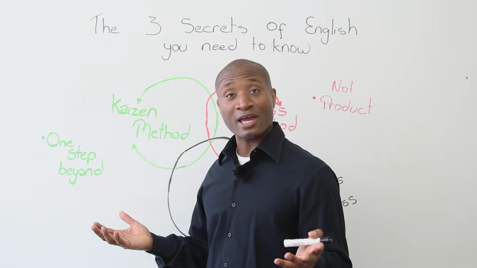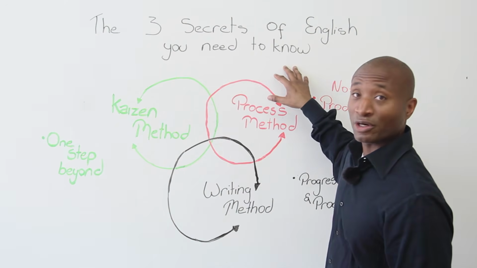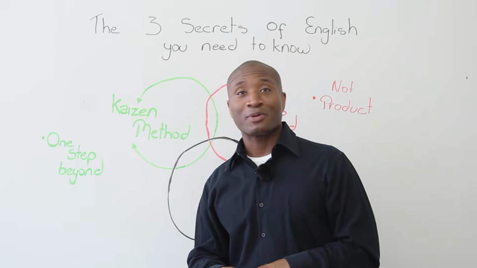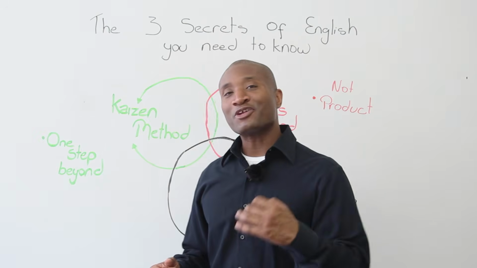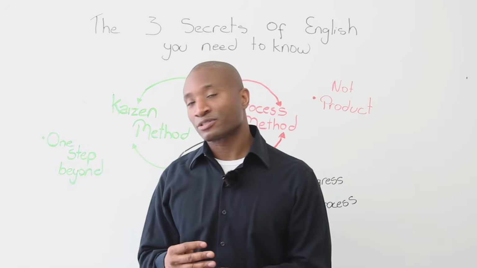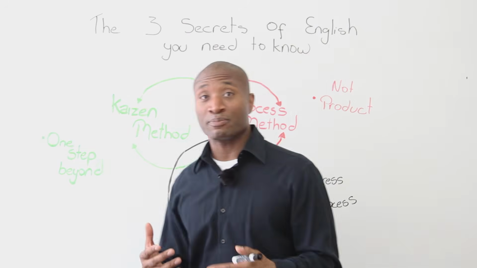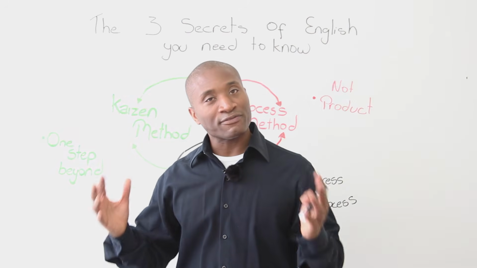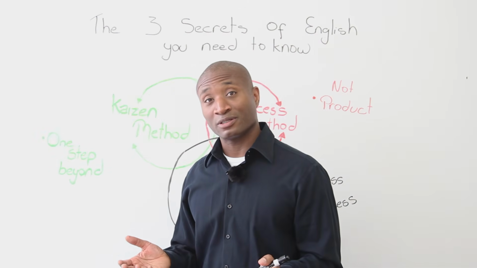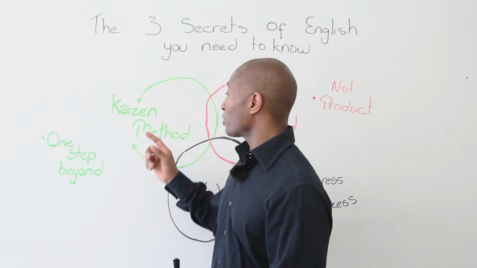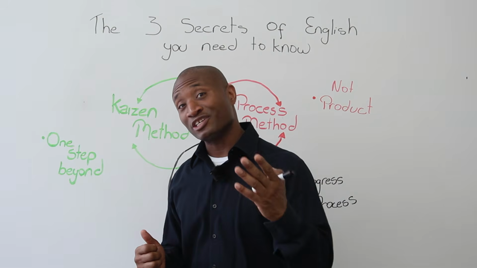Let's look at the 3 methods I have for you today in order to learn English, okay? Call them the secrets you need to know because most people don't know them. Although they're not secret, they are not methods that are usually taught in ESL books. The Kaizen method, the process method, and the writing method are actually books I read on something completely different. But what I found was they were very, very handy for learning English.